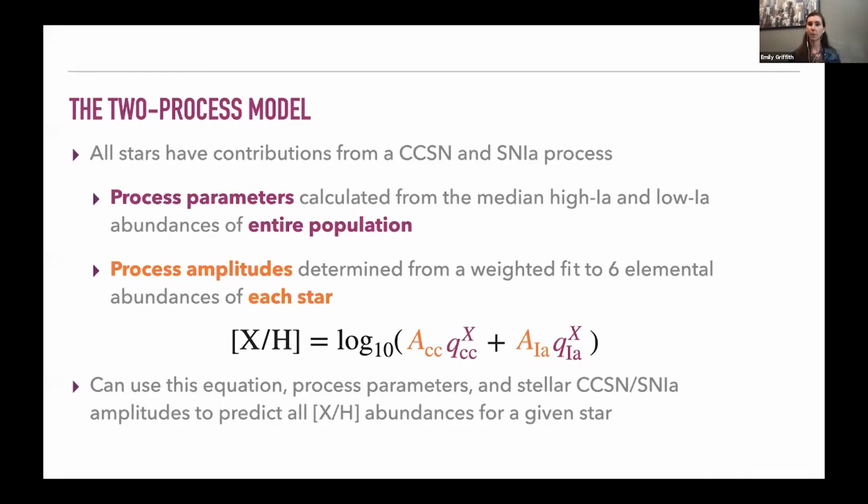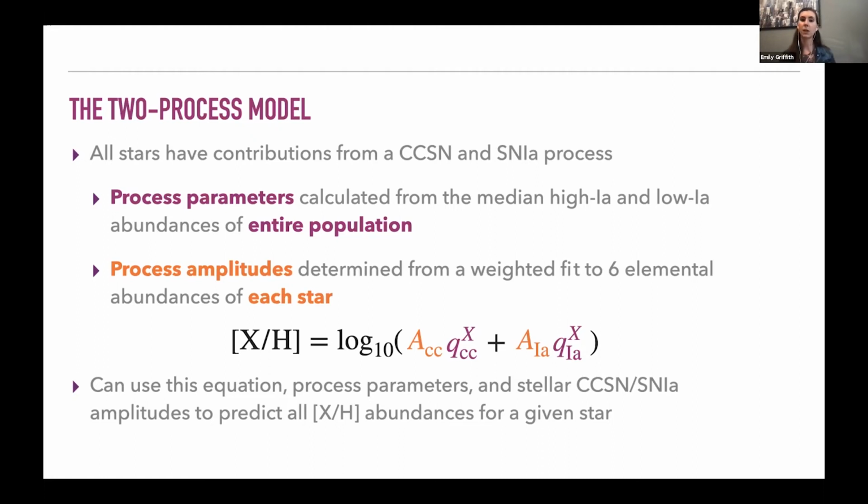To understand this, I'm going to go back to the two-process model that I talked about before. Again, this model assumes that all stars have contributions from core collapse supernovae and type Ia supernovae. This model fits a process parameter, which are the Q's in this equation, and these are calculated from the median high-Ia and low-Ia sequences. There's a process parameter for each abundance for the entire population. We then have process amplitudes, which are determined for each star, and they give us the amplitude of the core collapse or type Ia process for a given star.